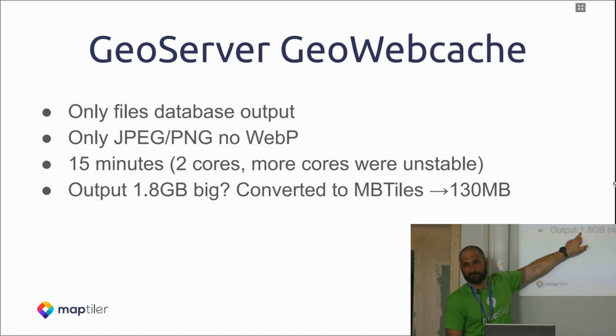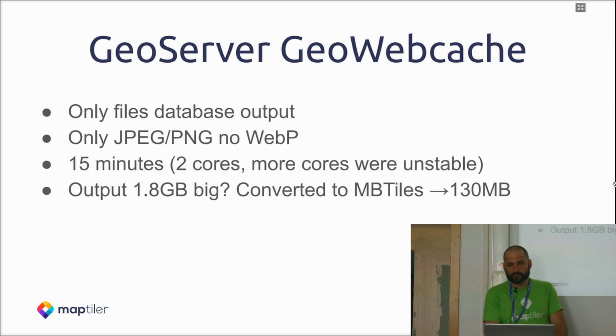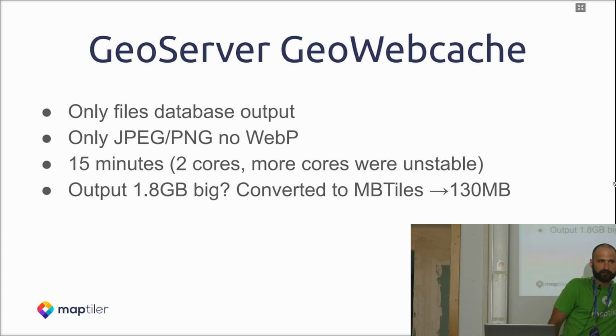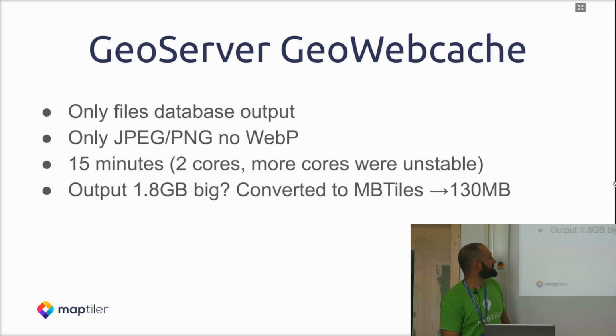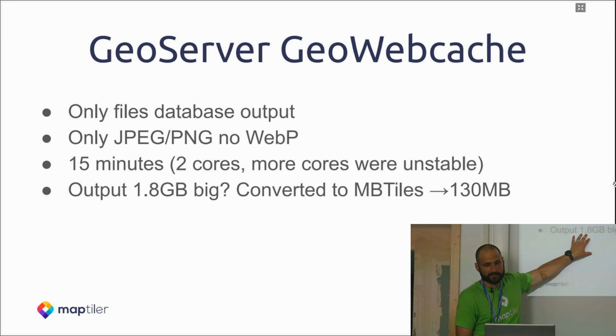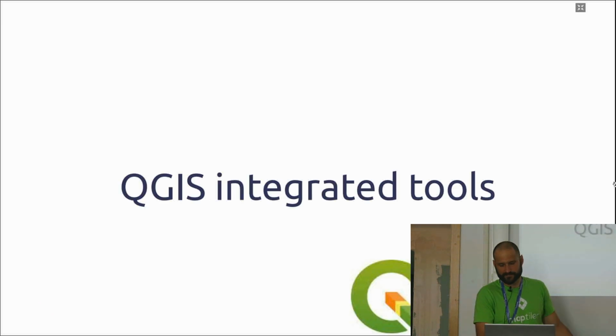And it was a relatively big output, surprisingly. When I converted it to MBTiles using my custom tool, I got to a reasonable size, so there must be some kind of trick I'm not aware of. Something isn't working well, but this is what you get. Output about 2 gigabytes big, stored somewhere in your file system. So I'm not satisfied again.